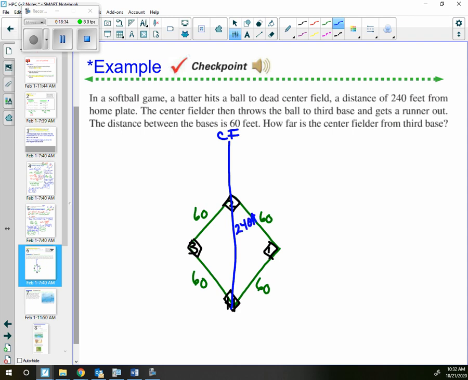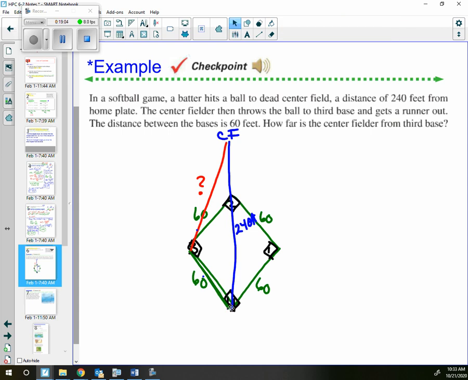So I know that that's 240. What happens next is that center fielder throws the ball to third, and that's what we're trying to figure out. How long was that throw? And then we do know down here that this is a 60-foot distance between the bases. So we have a triangle here, the blue side, the red side, and then the green side. So we do have a non-right triangle there because none of those are right angles. What do we know about that triangle?